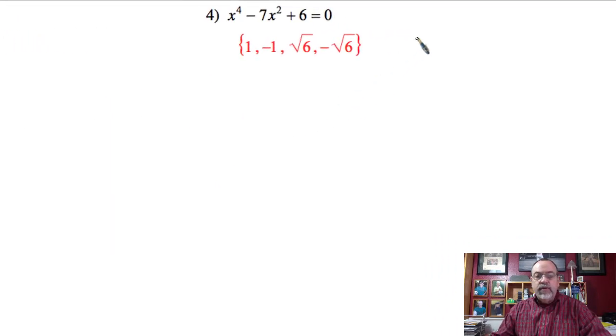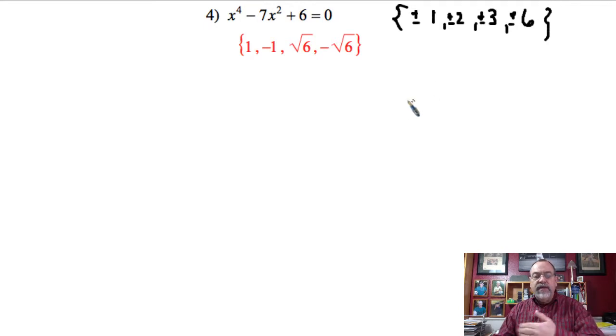For number 4, we want to begin again using the rational zeros theorem. So I take the factors of the constant, 1, 2, 3, and 6, 1 times 6 and 2 times 3 is 6, over the factors of the leading coefficient, which is 1. So these are my possible rational zeros.